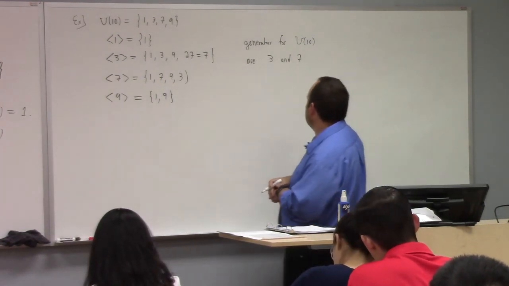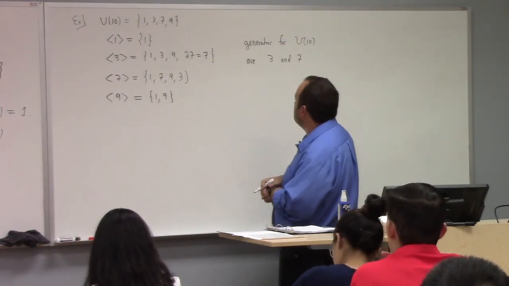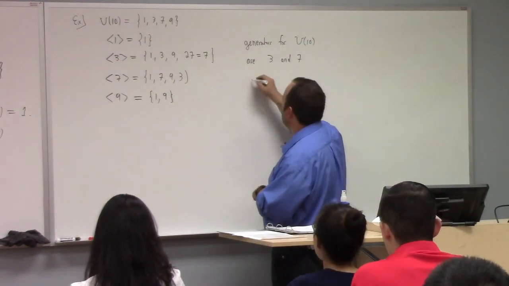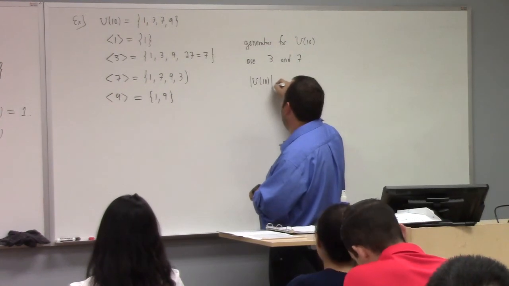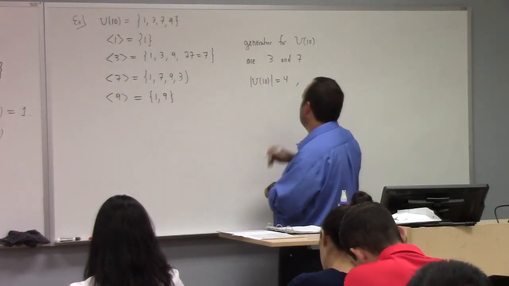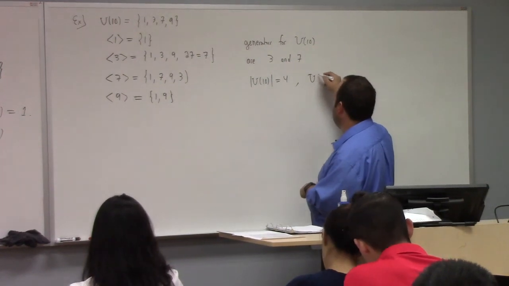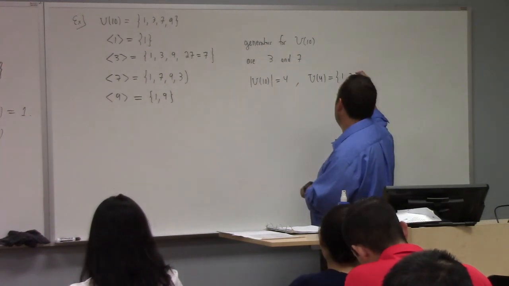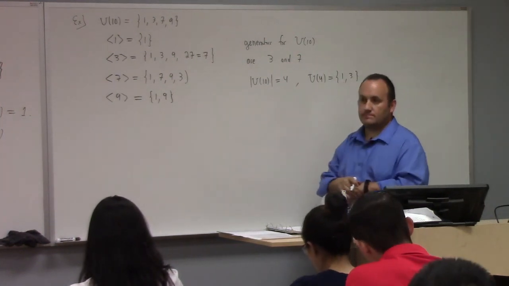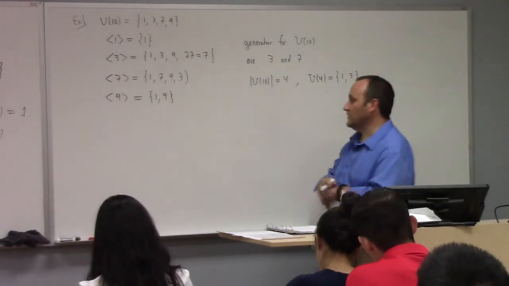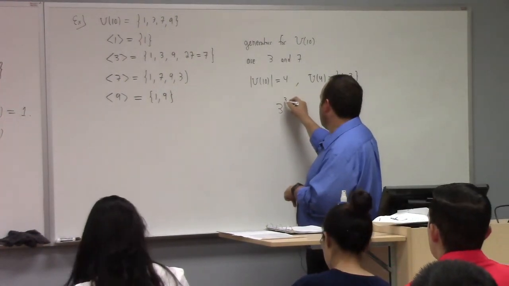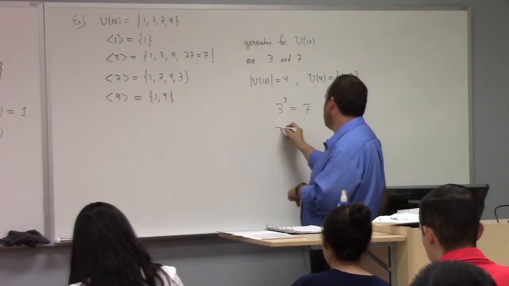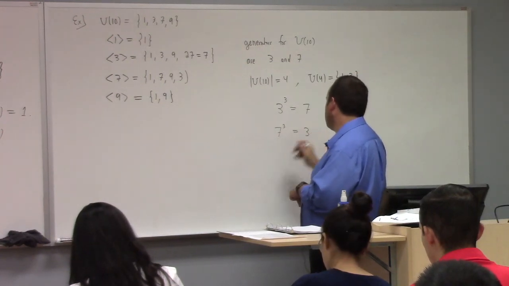How are 3 and 7 related? Well, what's the order of this group, by the way? The order of U10 is 4, right? And if we look at U4, what's in U4? 1 and 3, right? It's not a coincidence that 3 to the third power is equal to 7, and that 7 to the third power is equal to 3.